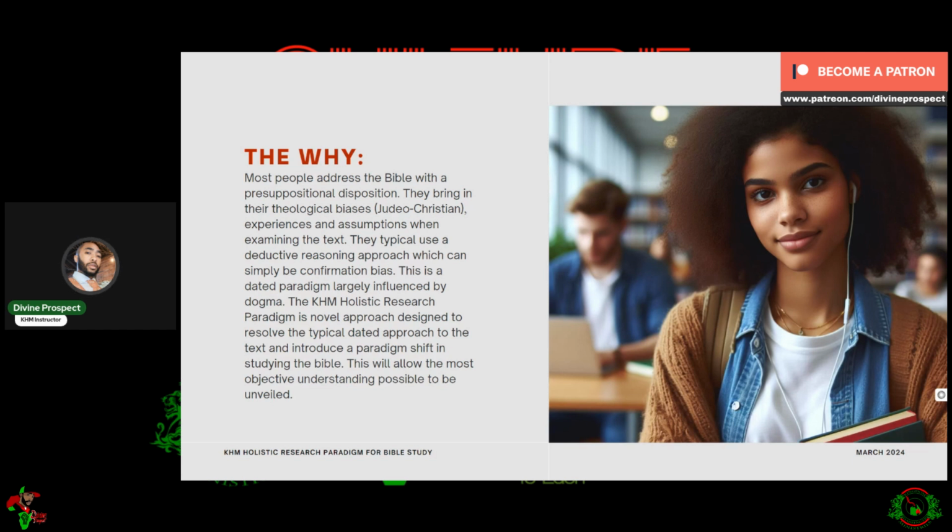The KHM holistic research paradigm is a novel approach designed to resolve the typically dated approach to the text and introduce a paradigm shift in studying the Bible. This will allow the most objective understanding possible to be unveiled.